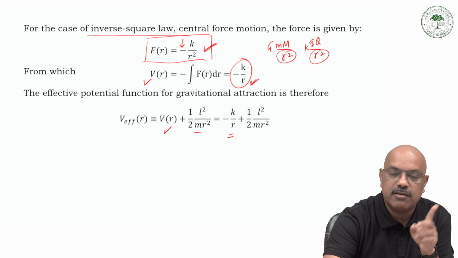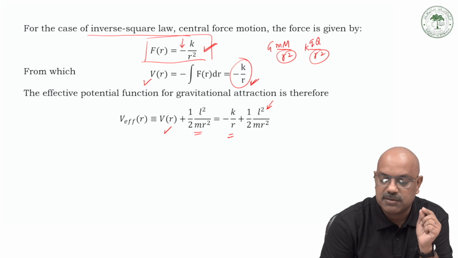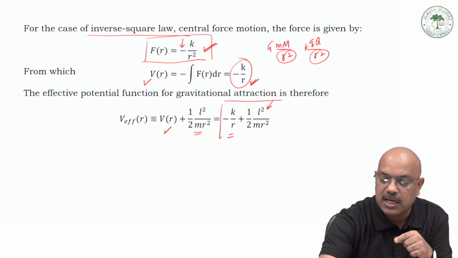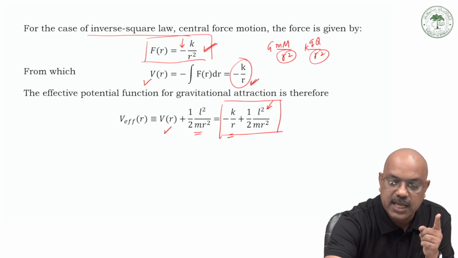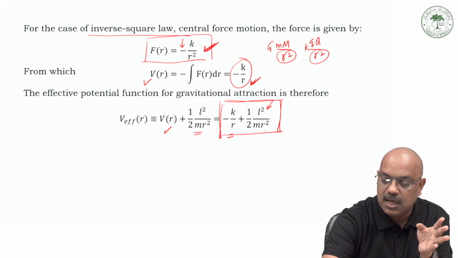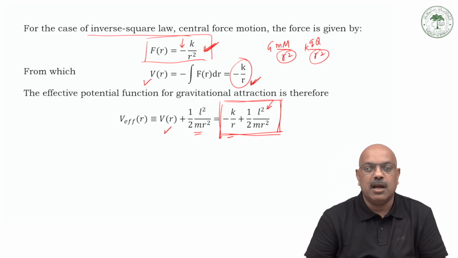So if my real potential is minus k by r, and then there is the potential which is coming because of the angular motion of the system, that is because it is having an angular momentum, the total effective potential is this. So the force is acting with the corresponding potential like this, but the effective potential acting on the particle is minus k by r plus half L square by m r square.